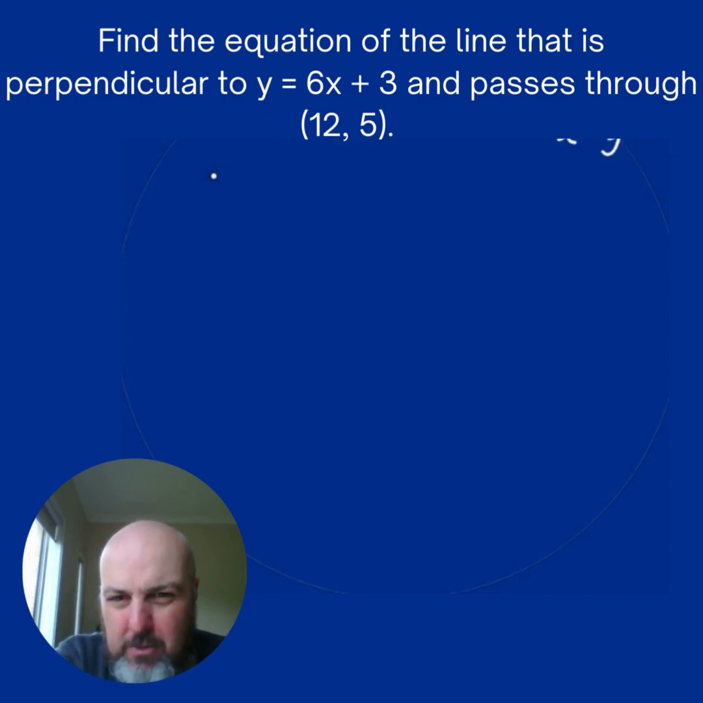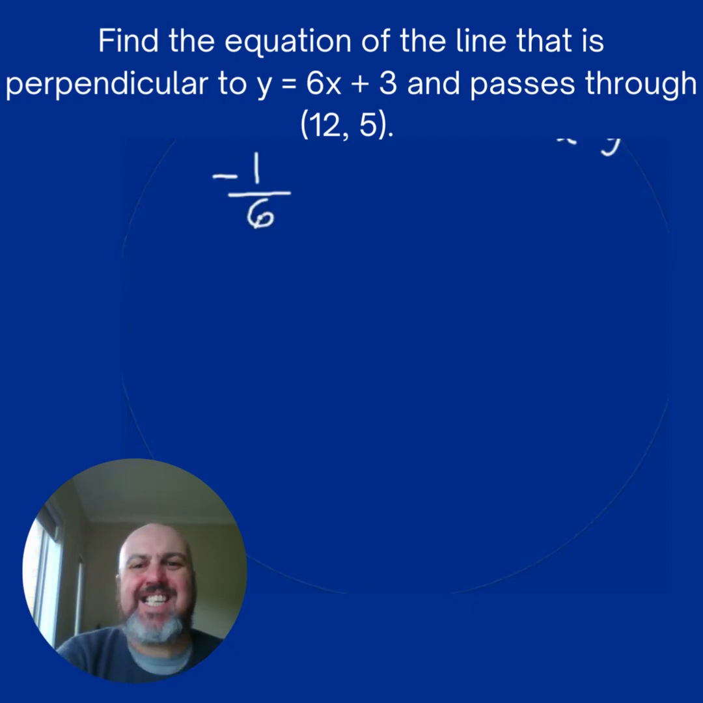Now, what we want to do here is work out the perpendicular line's gradient. A very quick way with a whole number is to put negative 1 over the gradient itself. So the first gradient there is 6. So the perpendicular line will have a gradient of negative 1/6. Now let's plug that into the equation y equals mx plus c. So y will equal negative 1/6 of x plus c.